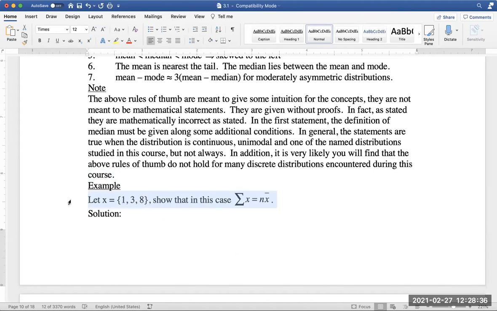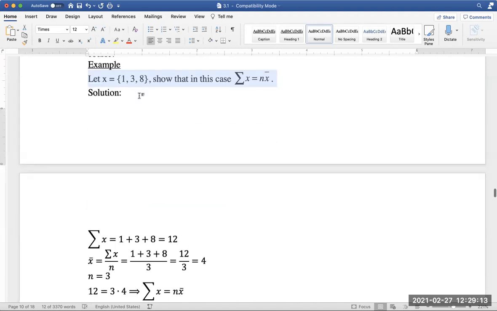So, for a particular set of data, let's verify that some of these properties that we've proven hold. Let X equal the data set 1, 3, 8. Let's verify that in this case, the sum of X is equal to N times the sample mean. So let's find the sum of X.